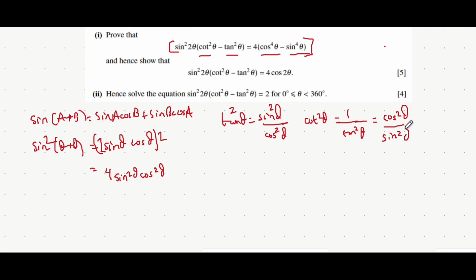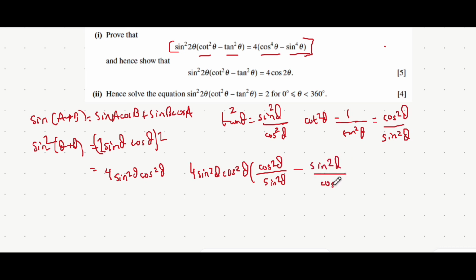Let's now combine everything that we've established into one whole equation in terms of sine and cos. So sine squared 2 theta, let's replace that with 4 sine squared theta cos squared theta. And then you put a big bracket around it. You replace cot squared with cos squared over sine squared, so cos squared theta over sine squared theta. And you subtract from it tan squared theta, which is sine squared over cos squared.